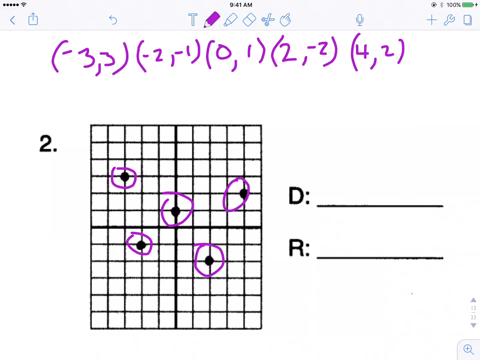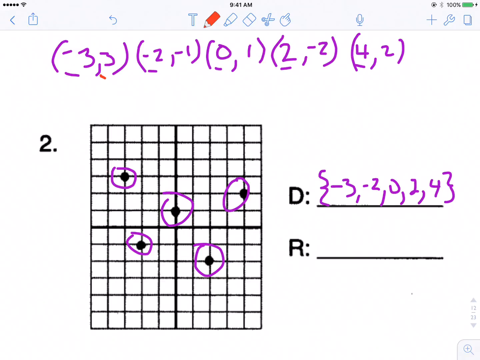Okay. Your domain values: x is domain, so domain, colon, bracket. What are all my x values? Well, -3, -2, 0, 2, and 4. And I list those out in numerical order, lowest to highest, without repeating any. So it's -3, -2, 0, 2, 4. Done.